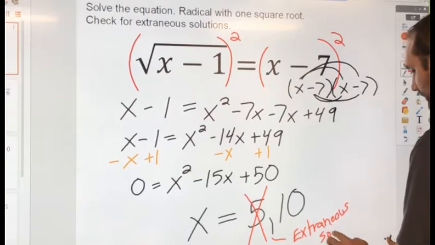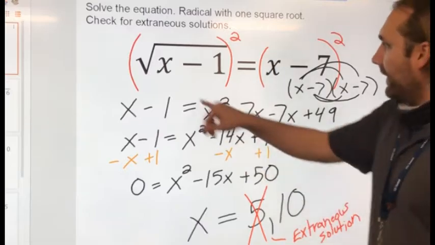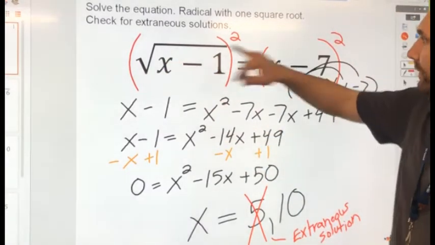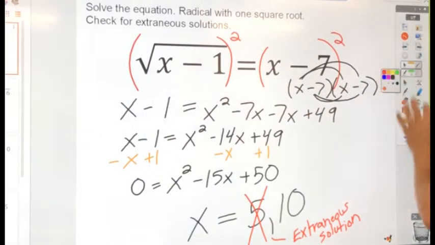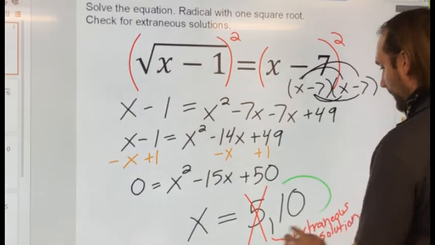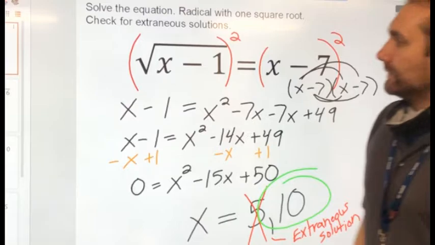He is right there. So let's try 10. If I plug in 10, I get 10 minus 1, which is 9. Square root of 9, the left side is 3. If I plug it into here, 10 minus 7 is 3. 3 does equal 3. So yes, Emily, thank you. x does equal 10. I had to throw away 5, but 10 is okay. So there's how we solve one radical.